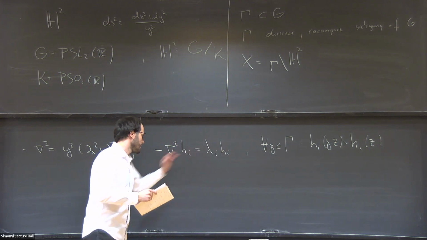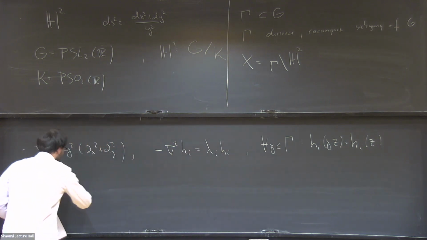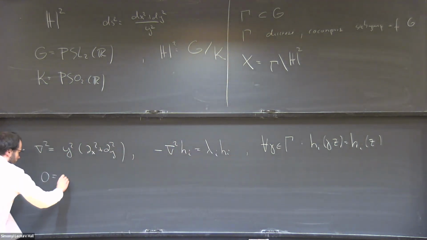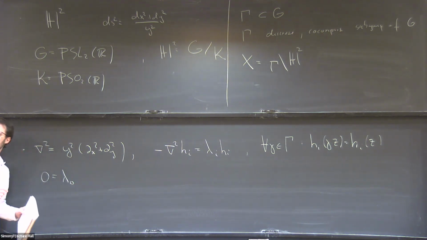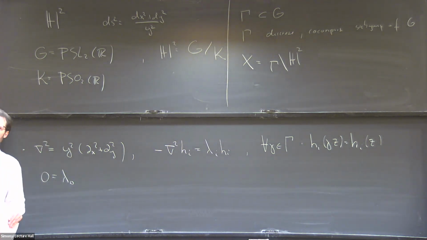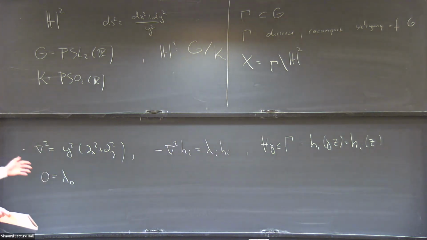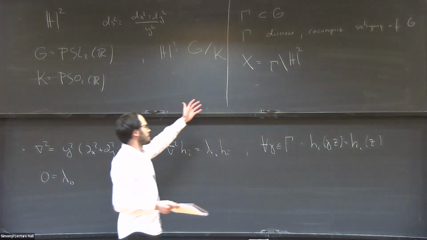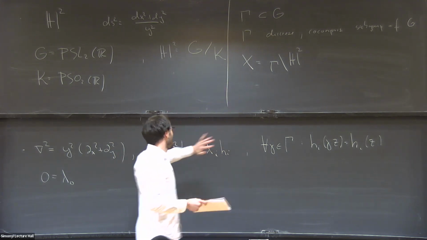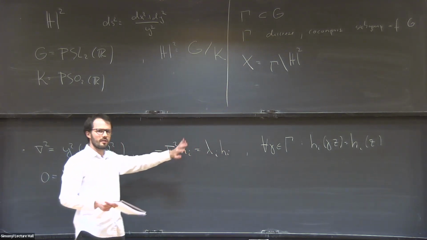And lambdas are the eigenvalues. So starting from 0, which corresponds to the constant. This is kind of like a boundary condition. Well, you don't need to specify a boundary condition because this thing is compact. It has no boundary. So these are some smooth functions in the upper half plane.